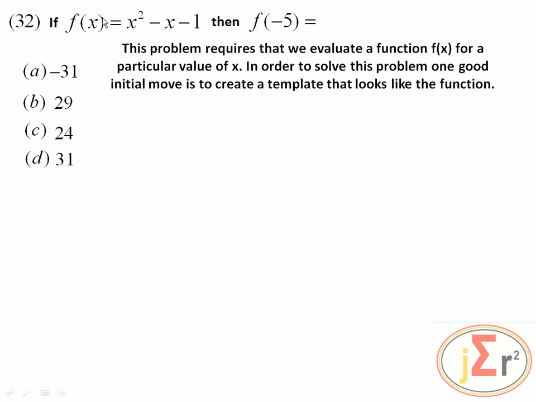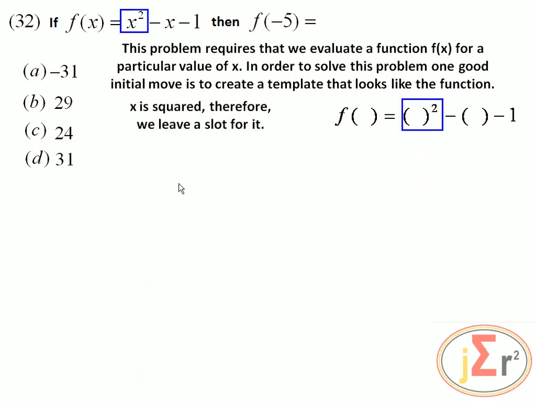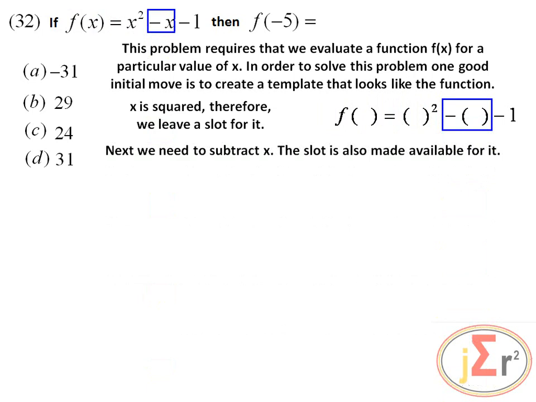The template should look like this. So there we have the template. F of something, something squared, negative something, and negative 1 not to be left out. X is squared, therefore we leave a slot for x squared. Then next, we need to subtract x. The slot is also made available for it.